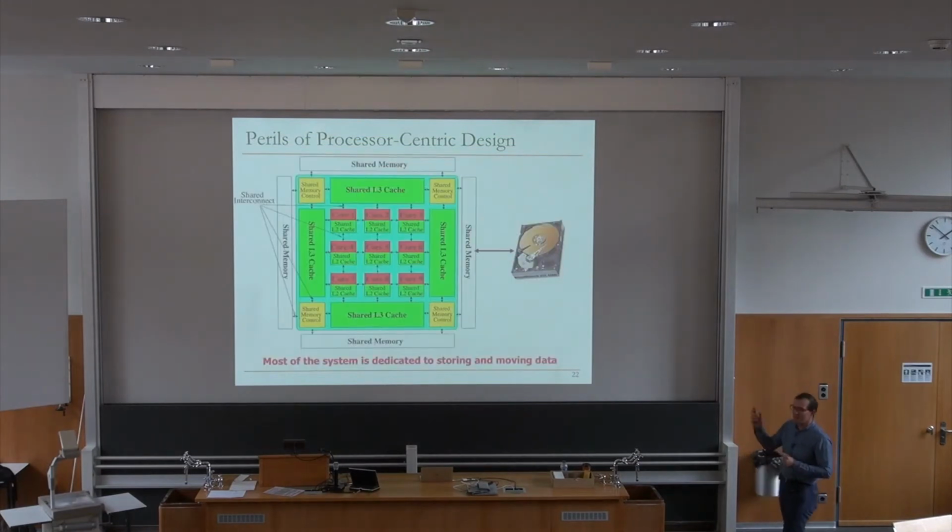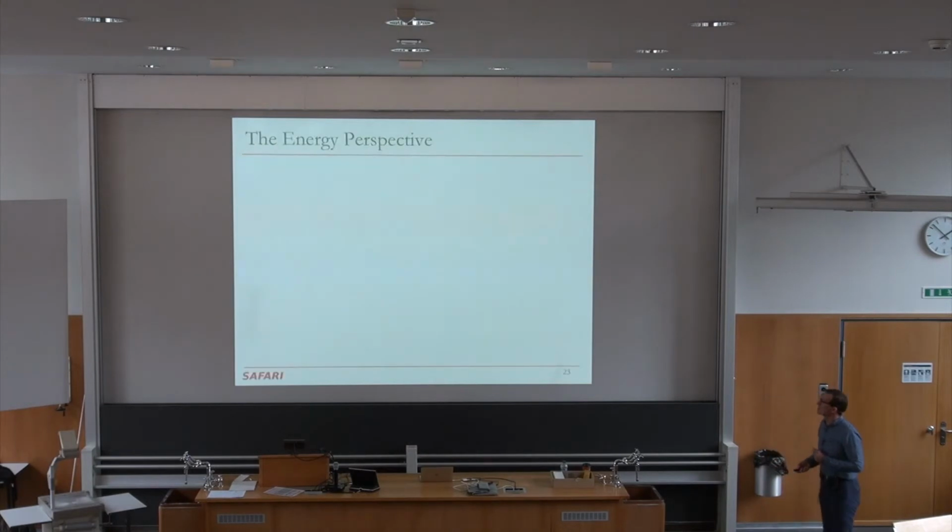Okay, so as a result, we have this picture that I showed you earlier in the lectures. This is my cartoonish picture, of course, right? But basically, I said that most of the systems that we design are dedicated to storing and moving data today. Computation is a very little part of the system. In this case, only the red parts. The cores are doing computation. Everything else, and even the bigger sense, everything else is doing data movement and storage.